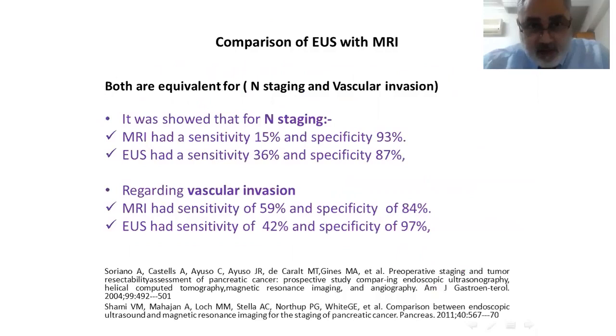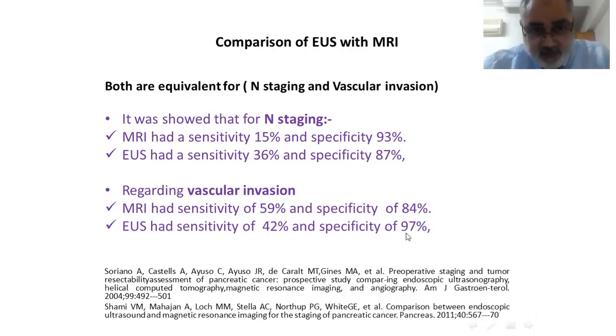Which is better, EUS or MRI? Both are equivalent for N staging and vascular invasion. MRI had a sensitivity of 15% and specificity of 93%, and EUS had a sensitivity of 36% and specificity of 80% for N staging. Regarding vascular invasion, MRI had a sensitivity of 59% and specificity of 84%, and EUS had a sensitivity of 42% and specificity of 97%.